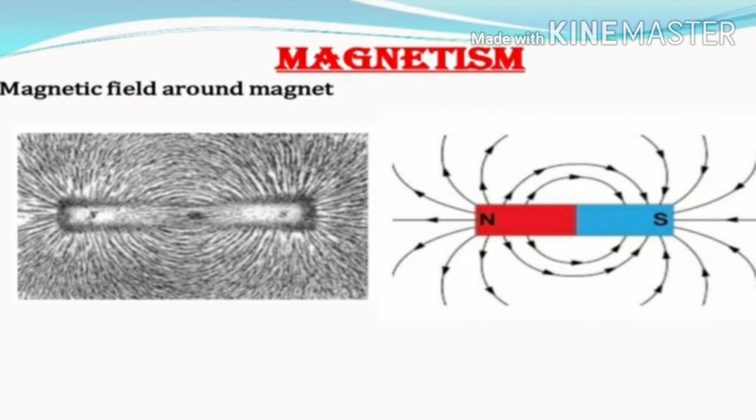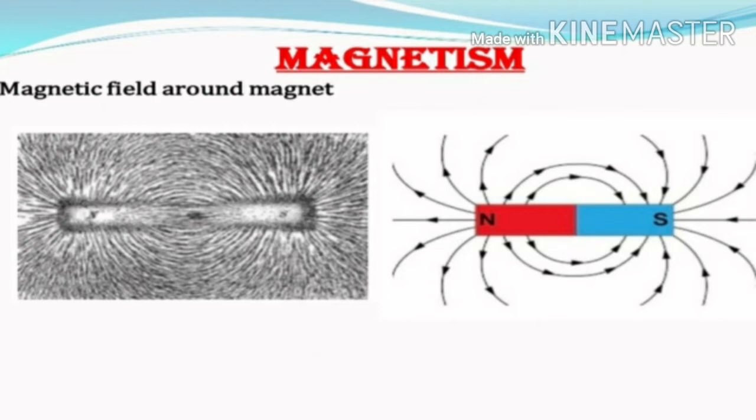All types of magnets have two poles: north pole, which is indicated by N, and south pole, which is indicated by S. Every magnet has a field around it. The area where the power of magnet exists is known as magnetic field. The magnetic field can be illustrated by magnetic field lines. Magnetic field lines are imaginary lines around the magnet.